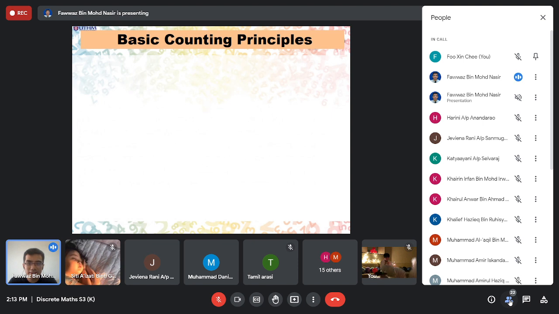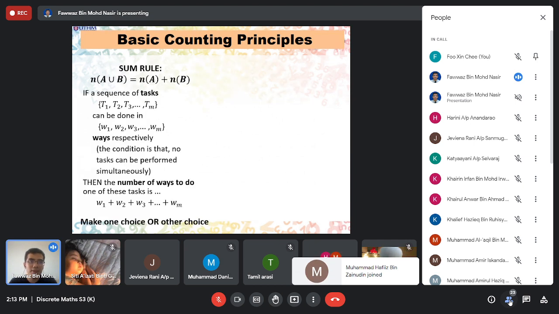So di dalam basic counting principle ni basically ada 2 basic principles. The first one is the sum rule. Kita ada 2 sets A and B. So basically kalau kita kata A union B, dia adalah the sum of the cardinality of set A plus cardinality of set B. So we just sum up the cardinality of both sets together.